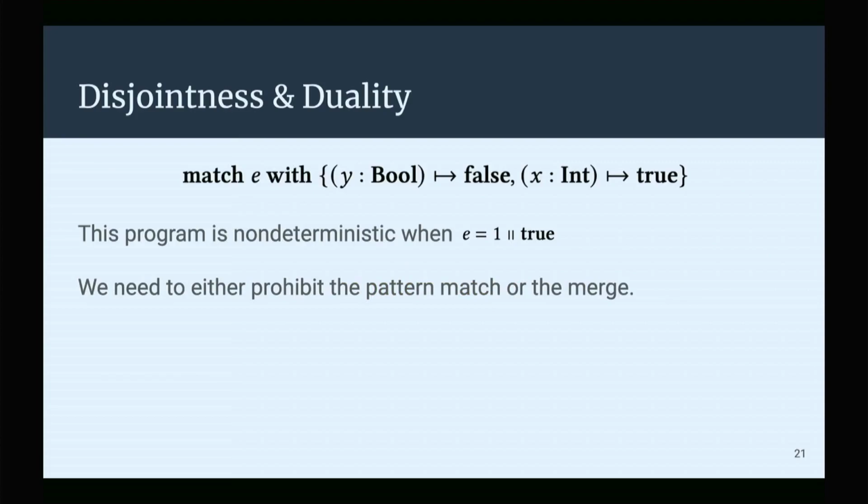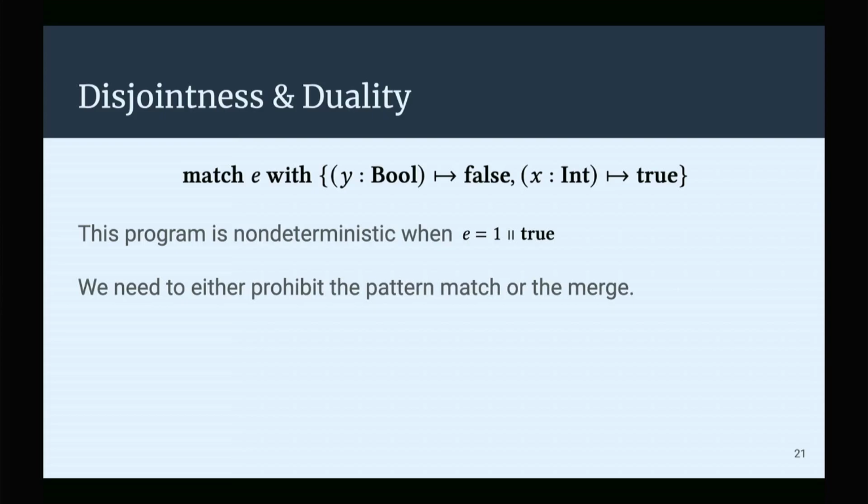So to understand the design space here, let's look at this program. All it does is match on E, and if E is a Boolean, it runs one branch, and if it's an integer, it runs the other branch. That seems innocuous enough. But when you have merge, it can be a problem. That's because you might have a merge of a Boolean with an integer, and then which branch should run?